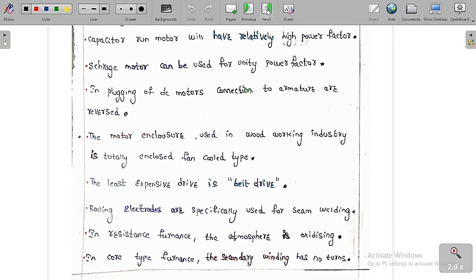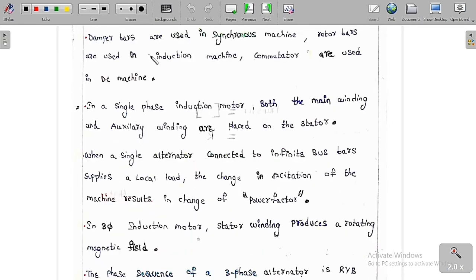Now we'll go for the next one. Damper bars are used in synchronous machines. I've already told you this important point. Damper bars are always used in the synchronous machine, whereas the rotor bars are used in the induction machine, and the commutator is used in the DC machine.